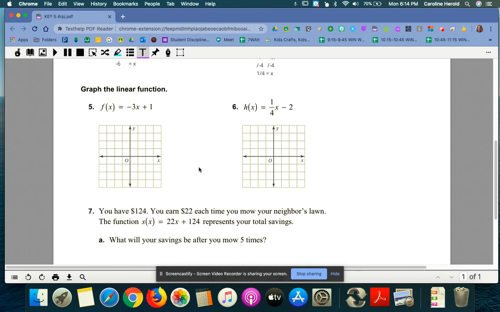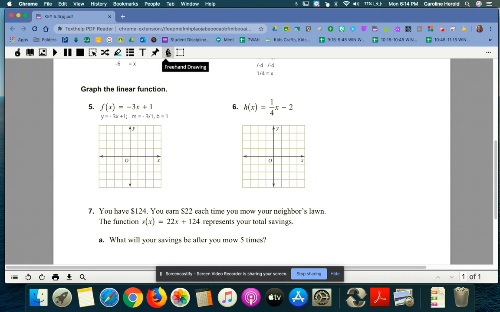Now let's talk a little bit about graphing. When I graph a linear function, it's absolutely 100% no different than when I graph a linear equation, okay? So I need a slope and I need an intercept, right? So this right here, the -3, that's my slope. I'm going to write that as -3/1, just to remind myself. And my y-intercept is equal to 1.